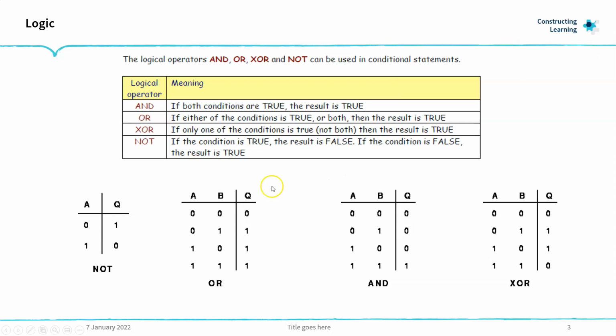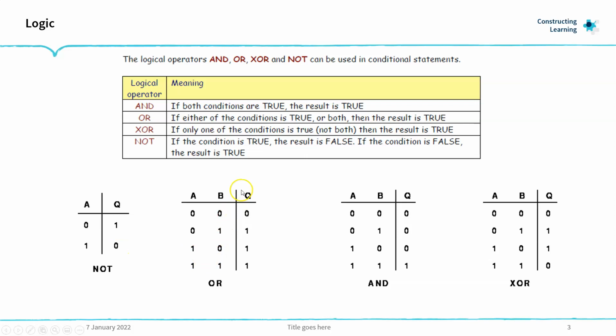So to help you out, we've got 4 diagrams here. Let's start off with the NOT. A is our input, Q is our output, and in the others we have 2 inputs. So in a NOT, you only have 1 input. If the input is off or false, then the output will be on. If the input is true, then the output will be false.